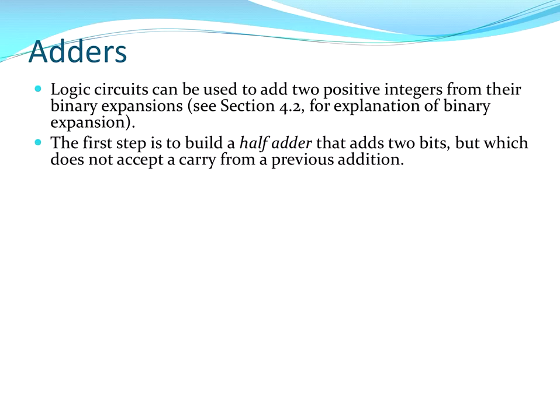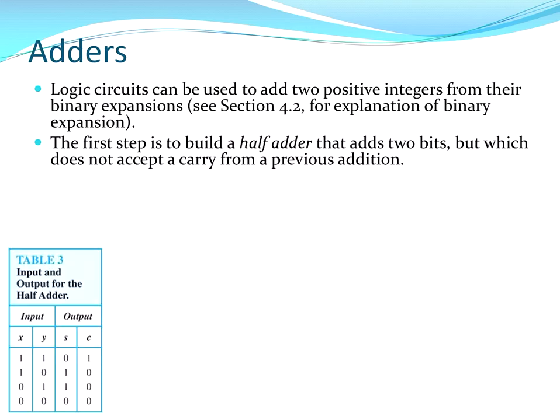The first thing we're going to do is to build a half adder that adds the 2 bits, but doesn't need to take into account a carry bit from a previous addition, because we always start on the right-hand side of addition without a carry digit. And here's a Boolean table for how the sum digit, the thing we write down below when we're adding, and then the carry digit would be.